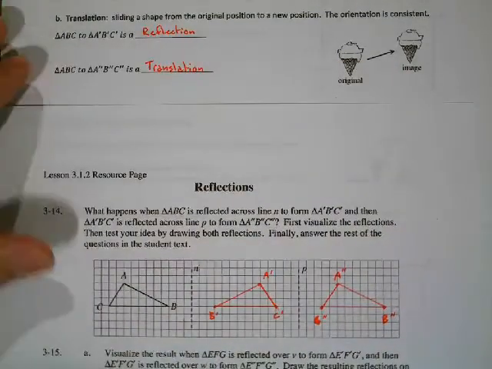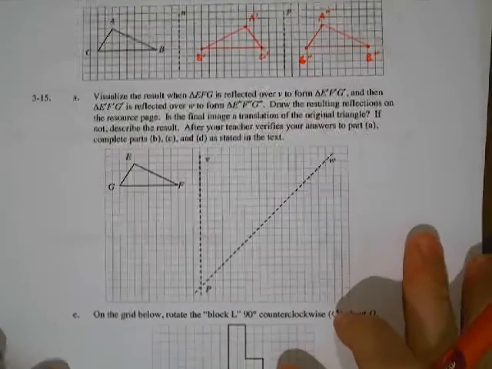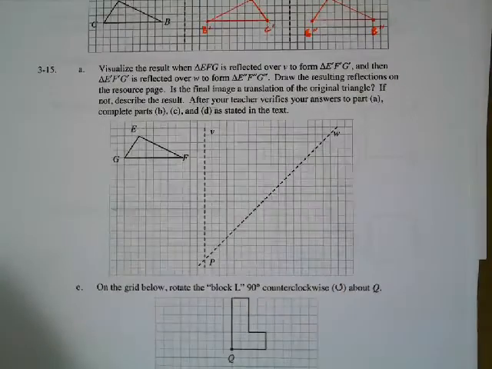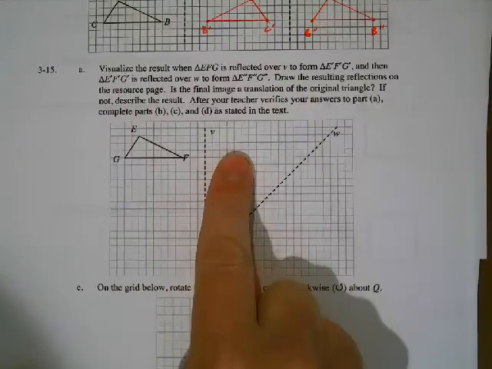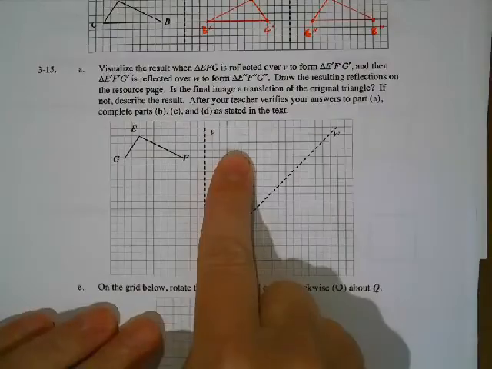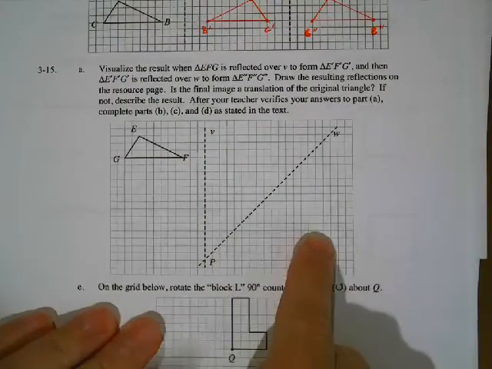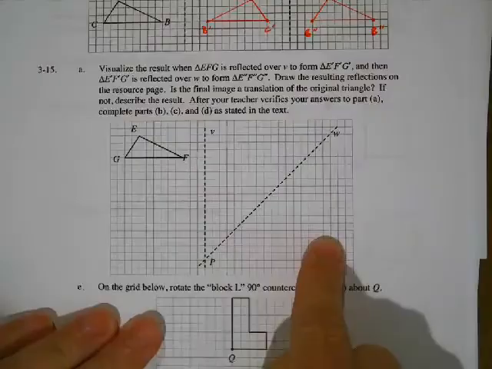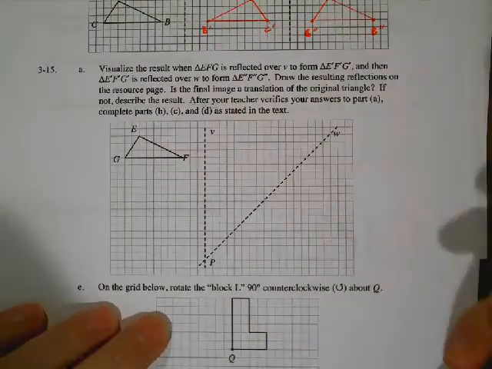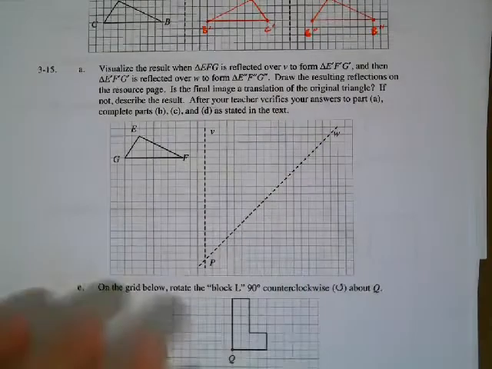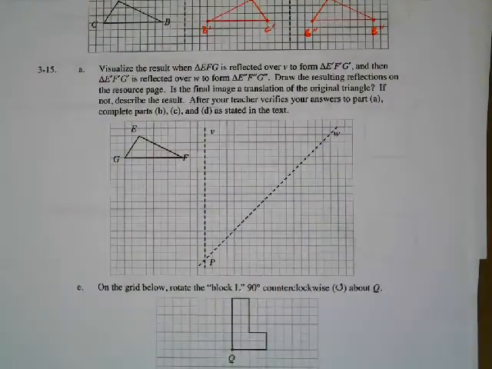All right, 3-15. This first part is going to be done on the resource page, so hopefully you still have that out. So we're going to do our reflecting again. We're going to reflect over line V, so it's going to be in a different orientation, so it'll be a reflection. And then we're going to reflect over this diagonal line, which is going to create what we're going to call a rotation in a second. So let's go ahead and reflect here and then reflect here. I'm going to go ahead and pause, give you a chance to practice this, and then we'll come back. So pause in 3, 2, 1.